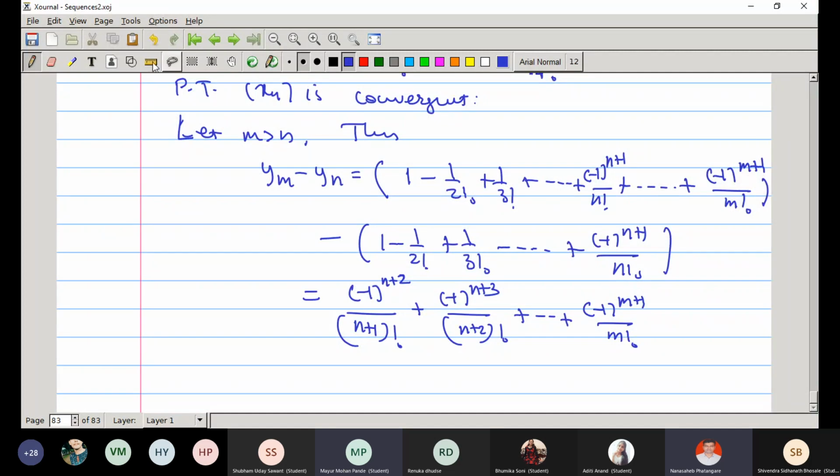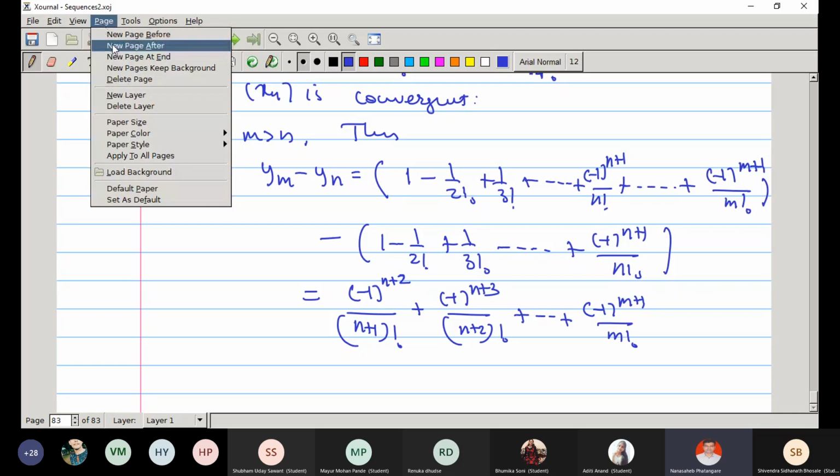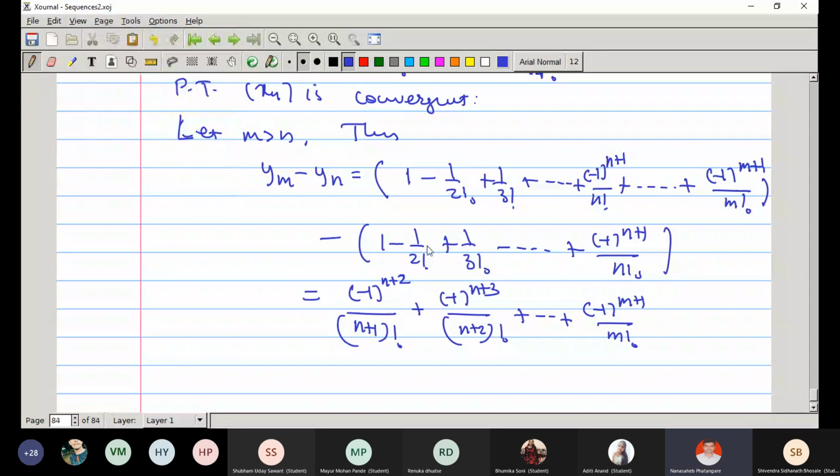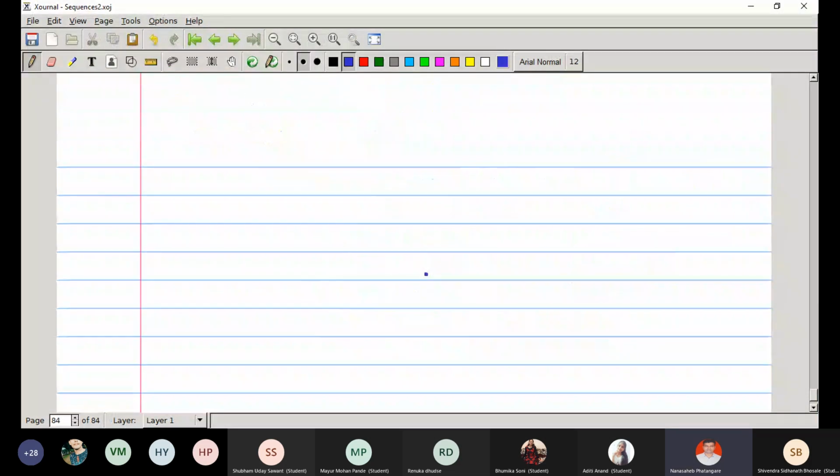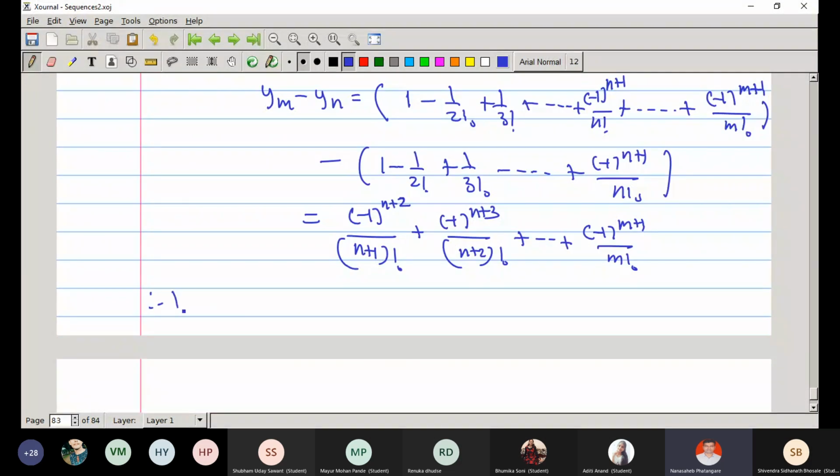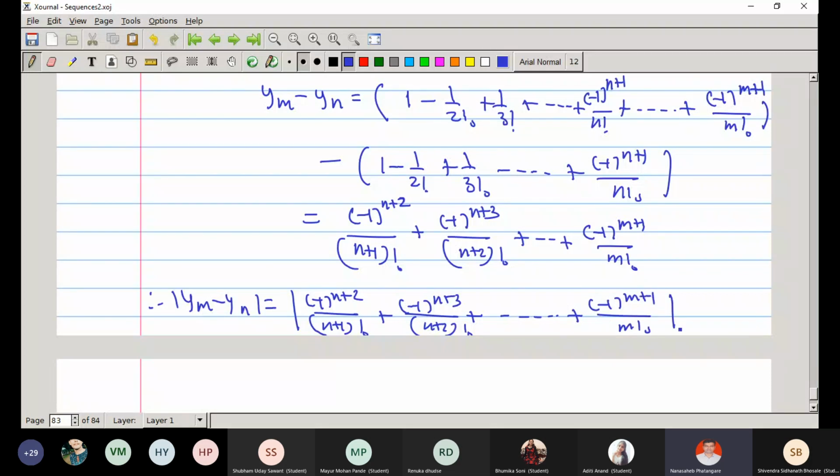Right. So now let us take absolute value and see what happens. Can you guess what is the value of k for given epsilon? First we estimate something, simplify the difference so that we can understand. So ym minus yn, this difference is minus 1 raised to n plus 2 upon n plus 1 factorial and so on. Ultimately terms are alternately plus minus because the power of minus 1 is odd and even. So minus 1 raised to m plus 1 divided by m factorial.